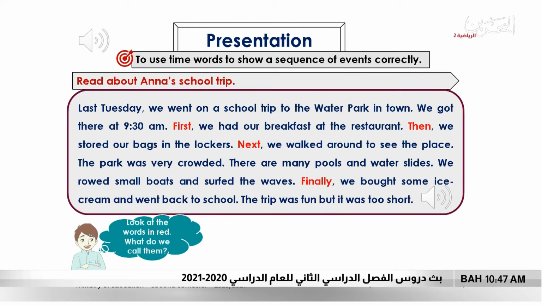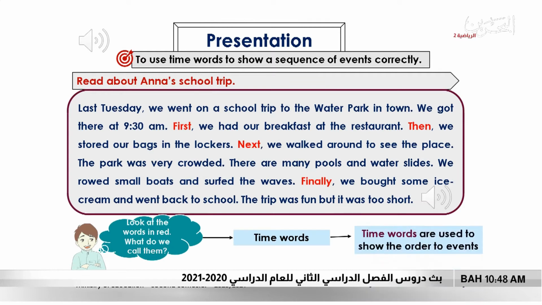Look at the words in red. First, then, next, finally. What do we call them? Yes, you're right. We call them time words. Now, why do we use time words? We use time words to show the order of events, means to show the sequence of the events. What comes first, what comes next, what comes after, and so on.